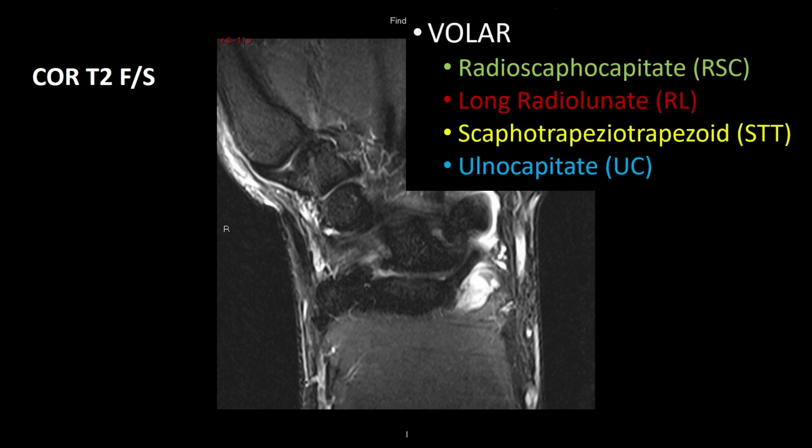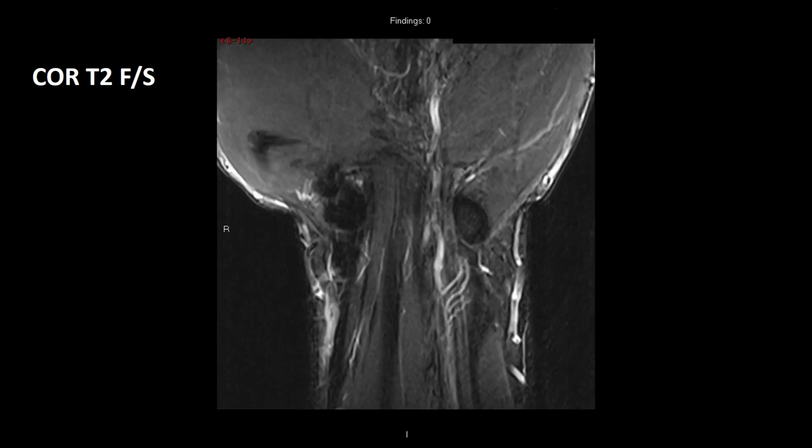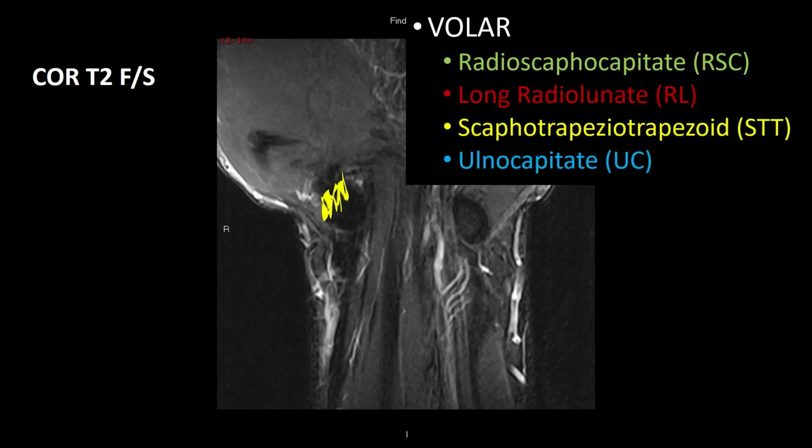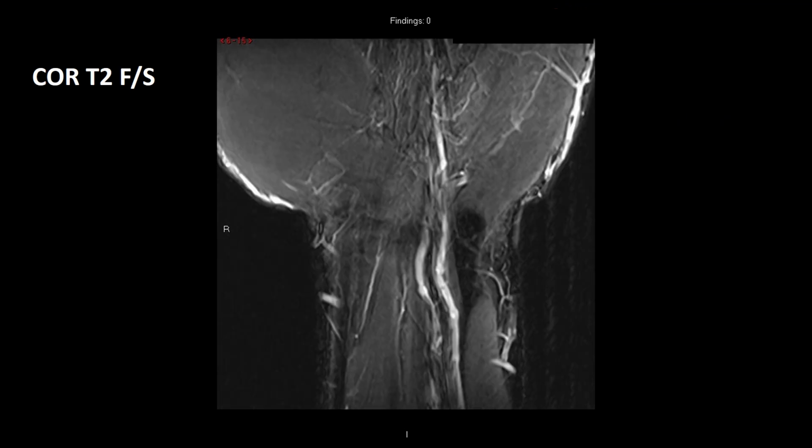As we go more volar, we can see those four that we're going to highlight in this lecture. First is that V-shaped configuration of the radioscaphocapitate and the ulnocapitate, and then the two smaller ones, where the long radiolunate parallels the radioscaphocapitate, supporting that scaphoid even more. And then as we go very volar, you'll see the last ligament, which is more like the capsular reinforcement or thickenings of the capsule in that triscaphe joint there.